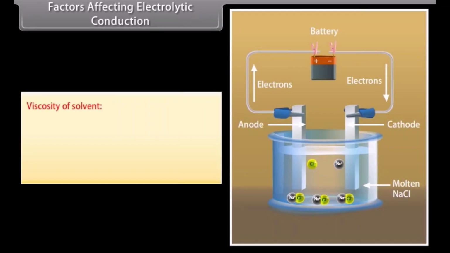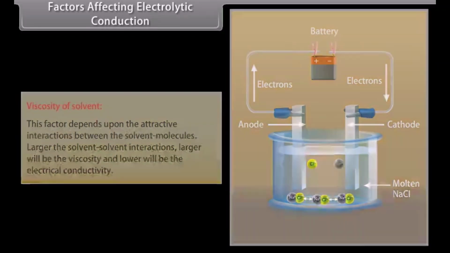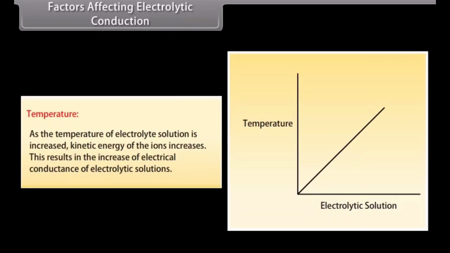Viscosity of solvent. This factor depends upon the attractive interactions between the solvent molecules. The larger the solvent-solvent interactions, the larger will be the viscosity and the lower will be the electrical conductivity. Temperature. As the temperature of the electrolyte solution is increased, the kinetic energy of the ions increases. This results in an increase of electrical conductance of electrolytic solutions.